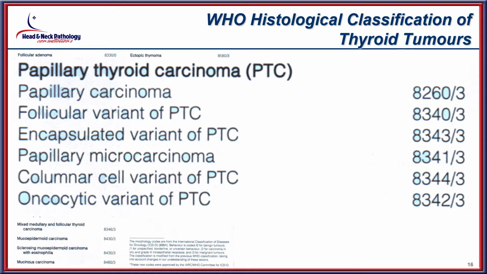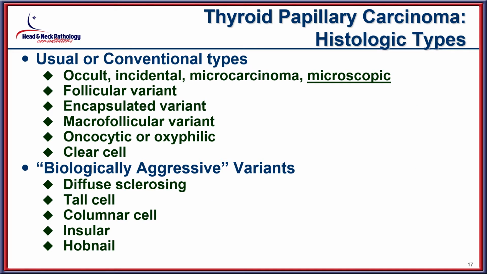I will just add at this time that the new 5th edition WHO is being worked on presently and should be released in January of 2022. When I think of the current histologic subtypes, of course, the usual or conventional patterns are those of the occult, the incidental or microscopic tumor category, follicular variant, encapsulated variant, macrofollicular, oncocytic, and clear cell, all being those that are considered to be of minimal biological risk, while the more biologically aggressive variants are those of the diffuse sclerosing, tall cell, columnar, insular, and hobnail, with a few others that can be thrown in for good measure.